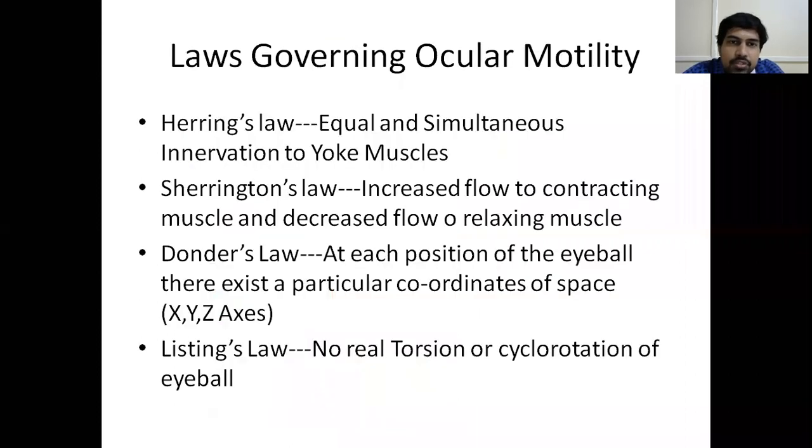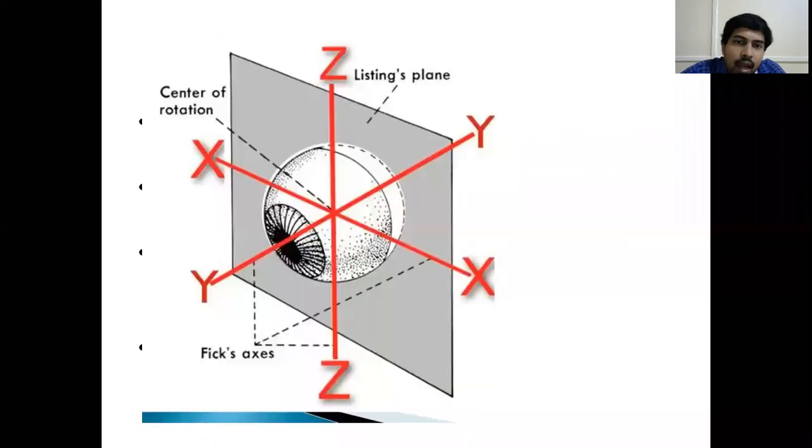Okay. So Hering's law, equal innervation. Sherrington's law is about the antagonist. That is, when the agonist is contracting, the antagonist is relaxing. Donder's law, at each position of space, there are particular coordinates. And Listing's law states that there is no real cyclotorsion, but there is only shifting from one position to another position, that is from primary position to tertiary position. Primary position is orthophoria, tertiary position is dextro-elevation, levo-elevation, dextro-depression, levo-depression, etc.